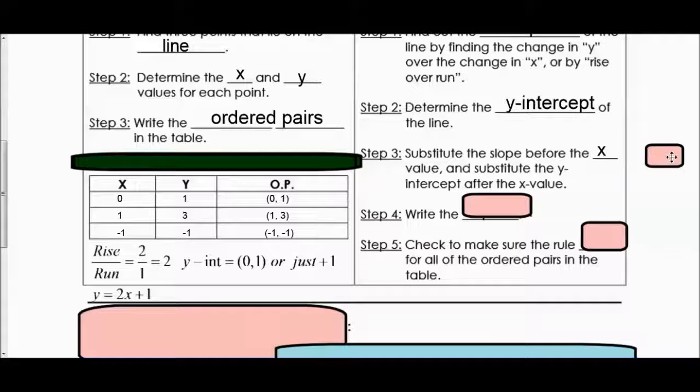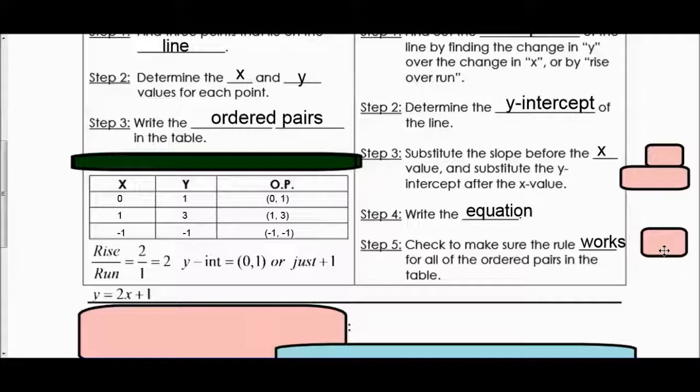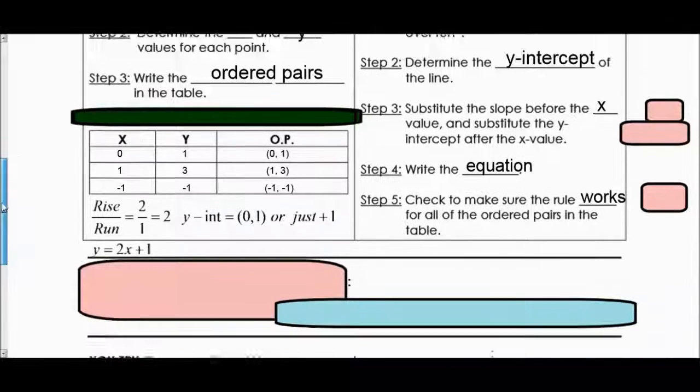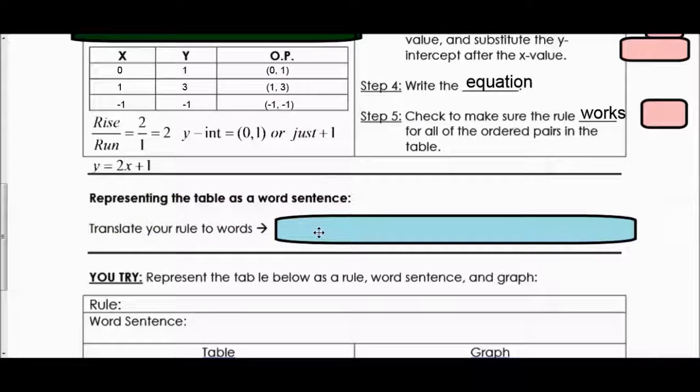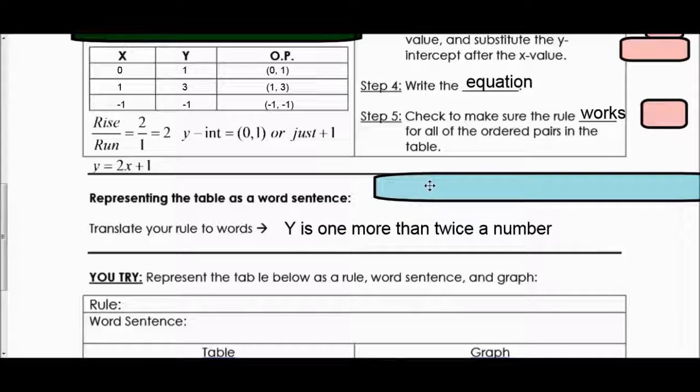So again, the slope goes in front of the x, the y-intercept goes after it. That tells us our equation, and we can make sure that this actually works for all of these points. Let's try -1. If we plugged in -1 for x, 2 times -1 would give us -2, plus 1 would give us a -1. So it does work for that point. It's going to work for all of those points. Again, that's just to check to make sure that your rule actually matches up with the points that you're given. Changing that into a sentence, I'm going to write that y is 1 more than twice the number.